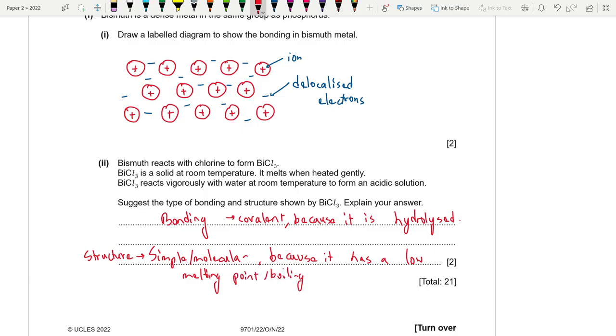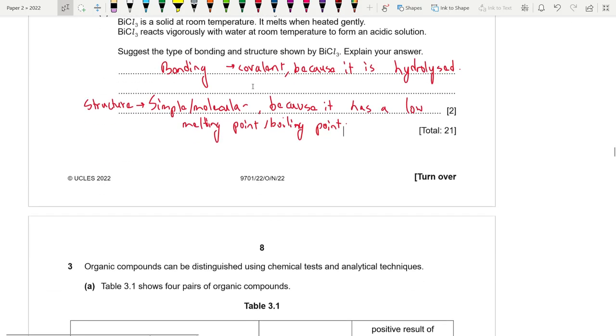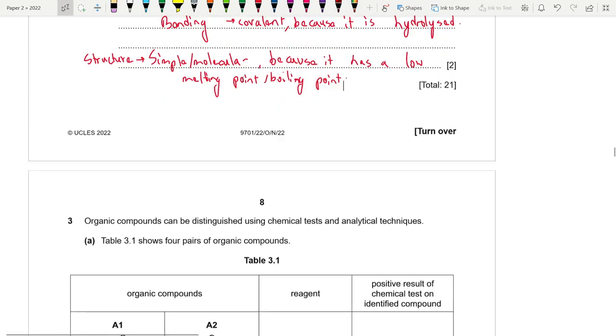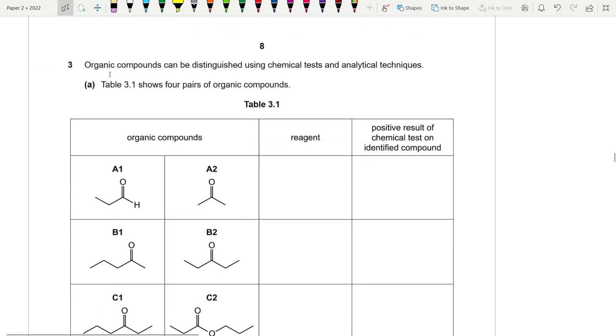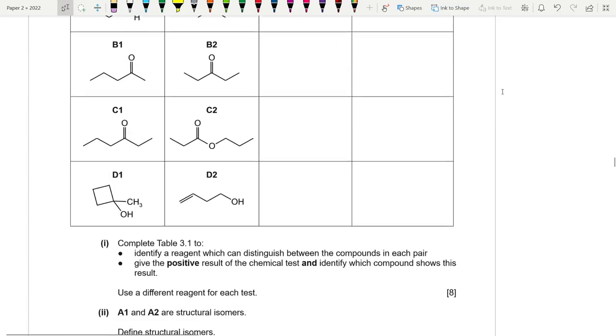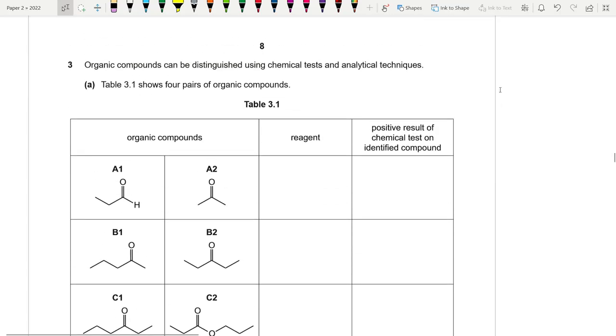Low melting point or boiling point. Okay, fine. That's good. Moving on to the last question then. This is organic chemistry. Let's do this. So how would we differentiate between these compounds?